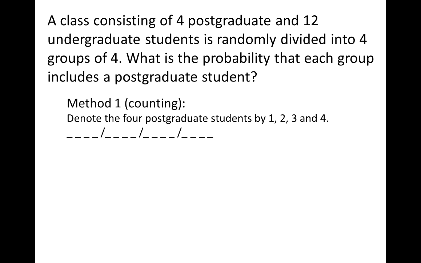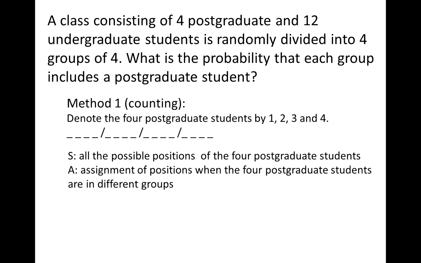An intuitive method for calculating this probability is by counting. We denote the 4 postgraduate students by 1, 2, 3, and 4. Then the problem is how to put the 4 postgraduate students into the 16 positions such that each one is in a different group. Obviously, the sample space S is all the possible positions of the 4 postgraduate students, and our desired outcome A is the assignment of positions when the 4 postgraduate students are in different groups.